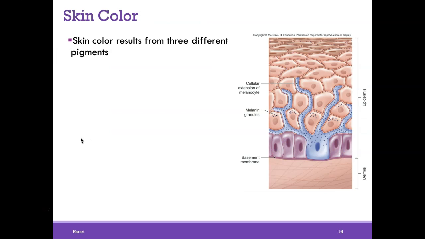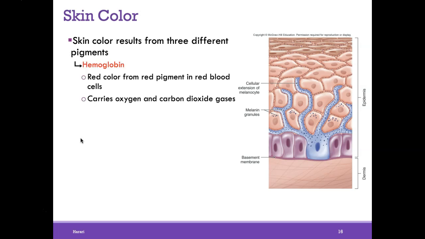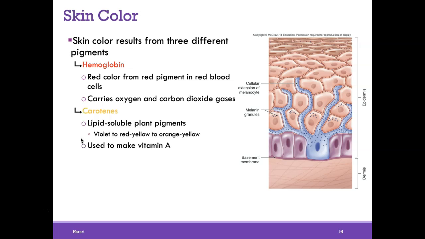So now let's discuss skin color. Skin color results from three different pigments primarily. The most significant factor is melanin, which we've spoken about already, but hemoglobin also plays a role. Hemoglobin is the red color we get from red blood cells, which carry oxygen and carbon dioxide. Carotenes also play a role. Carotenes are lipid-soluble plant pigments that are used to make vitamin A. And those can go from violet to red-yellow to orange-yellow. So there are different kinds of carotenes.